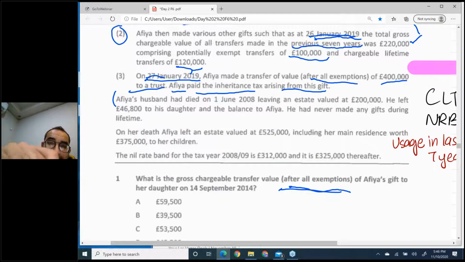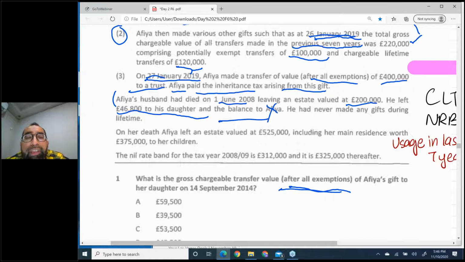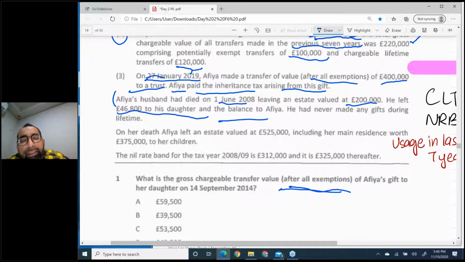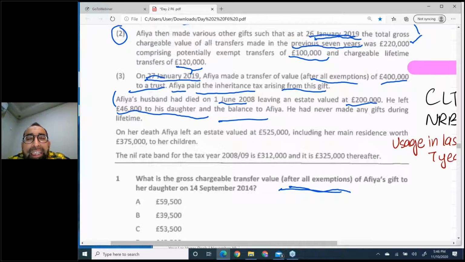Now, Afia's husband had died on 1st June 2008, almost 12 years back, leaving an estate valued at 2 lakh. He left 46,800 to his daughter. Yes, this is chargeable. If you leave anything for your daughter or son, this is chargeable. And the balance to Afia. Husband-wife transfers, spouse exemption, are never chargeable at all. So at the time of his death in 2008, the only chargeable estate was 46,800.